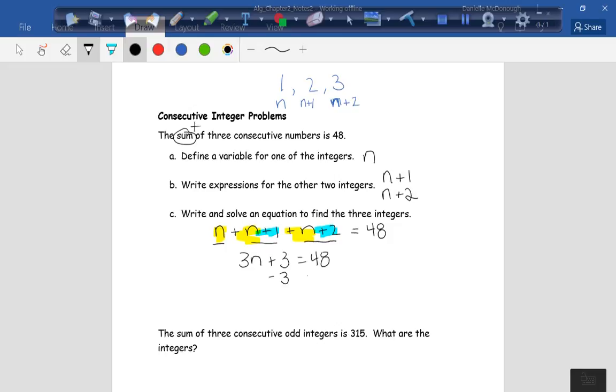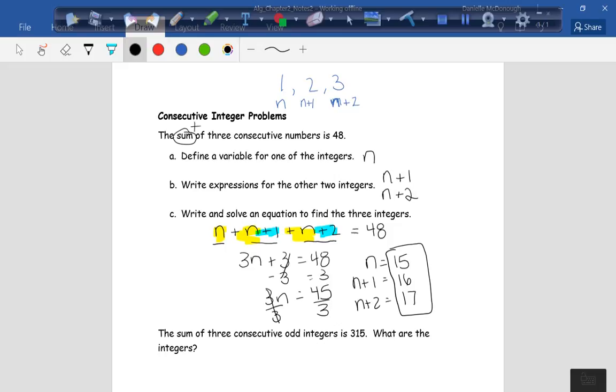From here, I'm going to subtract 3 from both sides to get 3n is equal to 45. I'm going to divide by 3 to get n is equal to 15. So if n is 15, n plus 1 would be 16, and n plus 2 would be 17. This right here is my 3 consecutive integers. And if you add those together, it should equal 48, right? And it does.